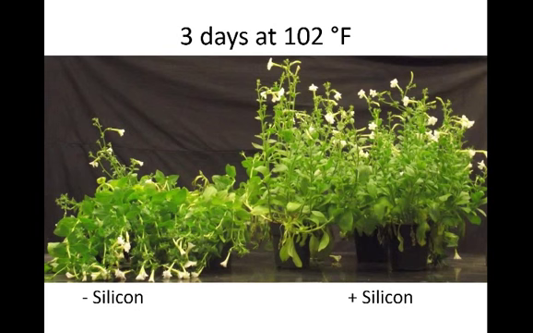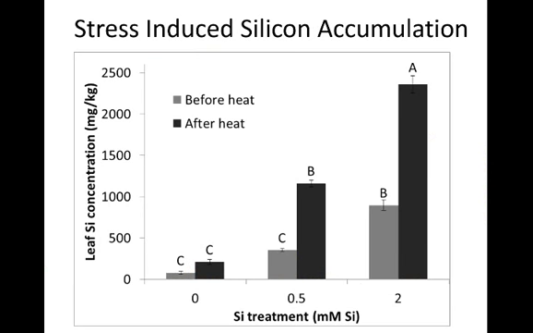And here's an example. By 3 days after that 102 degrees Fahrenheit treatment, the plants were actually starting to acclimate to that heat stress. So they were starting to get used to it and actually didn't look as bad as they did after just 1 day of the stress response. But again, you'll notice those silicon-treated plants look much more visually appealing than those plants that did not have silicon.